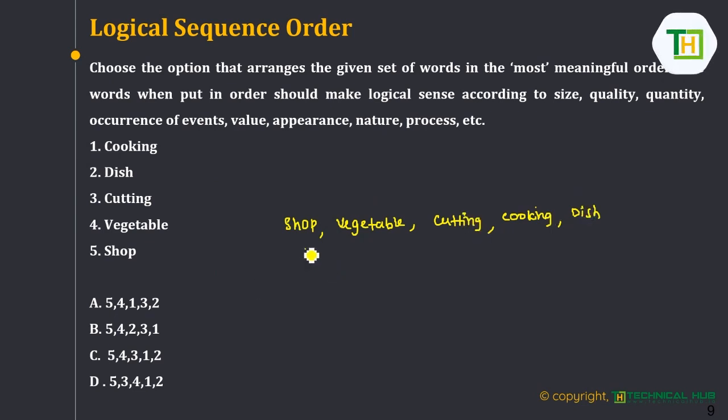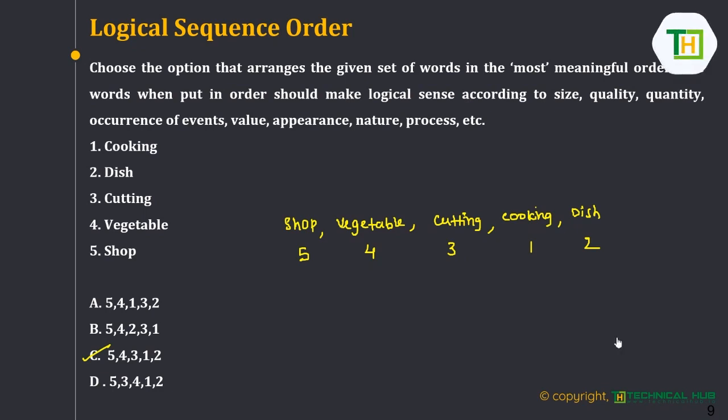The shop is the fifth one. Vegetable is 4, cutting is 3, cooking is 1, and dish is 2. So it is 5-4-3-1-2. It is option C. That's very simple compared to the previous one. The shop, vegetable, cutting, cooking, and dish. 5-4-3-1-2. But someone said option B is the correct answer.